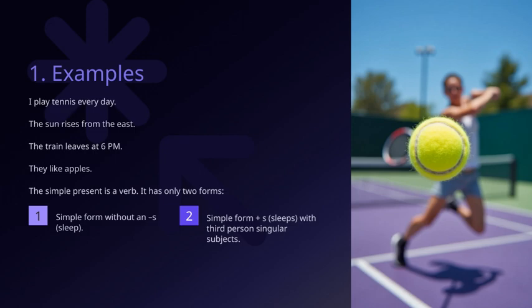Let's look at some examples to see how this works in real sentences. For example, the train leaves at 6 p.m. here. Leaves has the s because the subject train is third-person singular. Or, the sun rises from the east, where rises also has the s. And for subjects like I, we, or they, we stick to the base form. So I play tennis every day, or they like apples. This pattern helps us clearly distinguish between different subjects and how we conjugate the verb in the simple present tense.